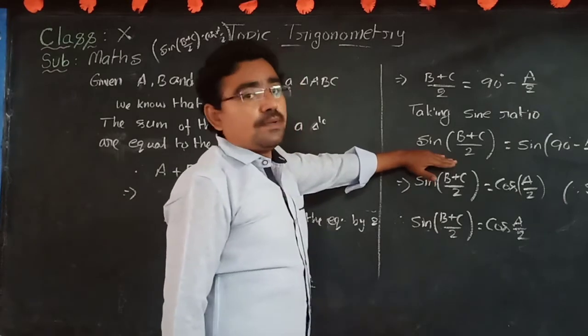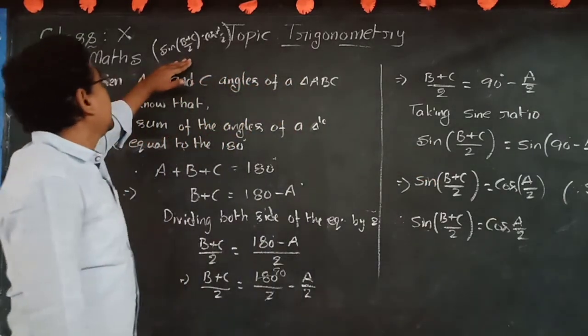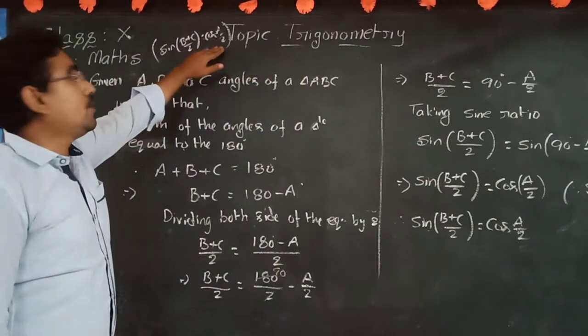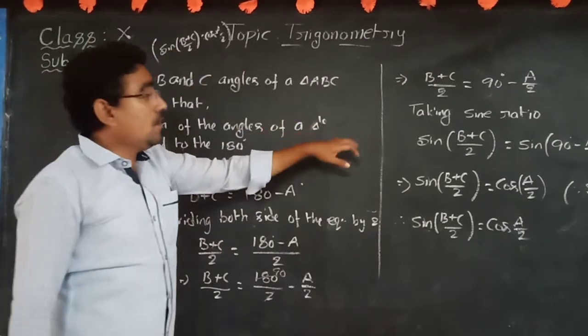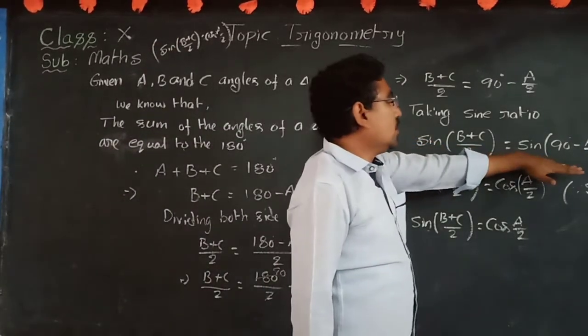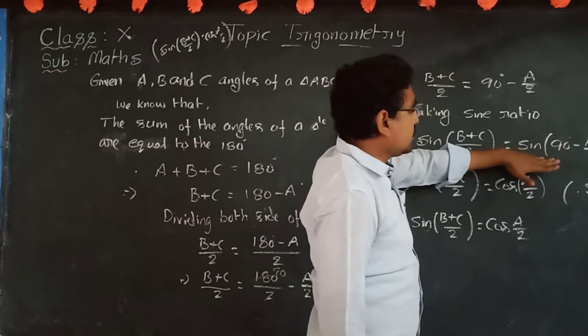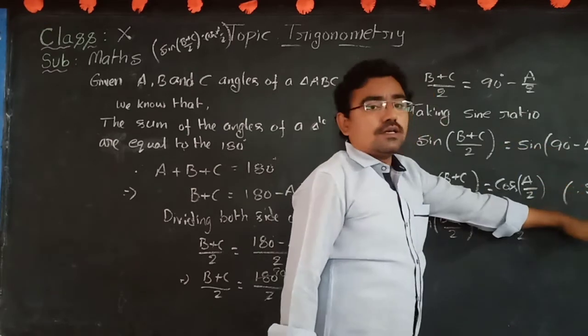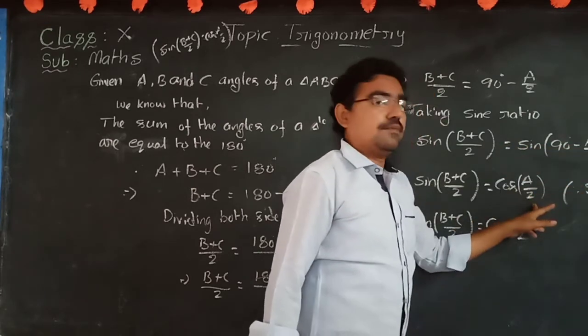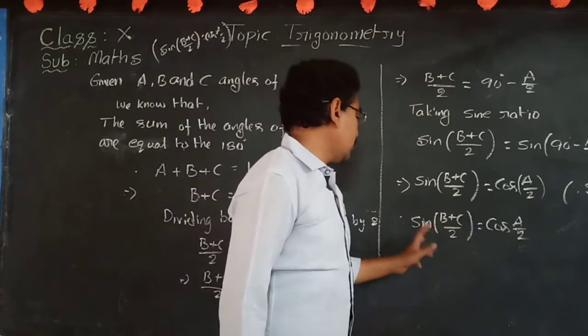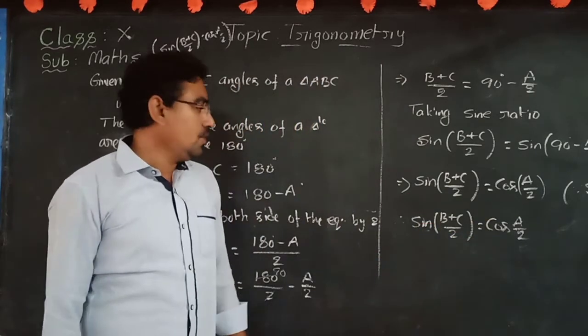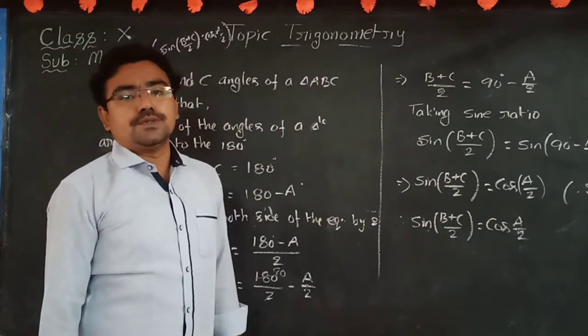On the left side there is no simplification needed, we already got sin of (B plus C) by 2. The right side we should simplify. Which property do we apply? Sin (90 minus theta) equals cos theta. By using that property, at last we write that sin of (B plus C) by 2 equals cos A by 2. Okay.